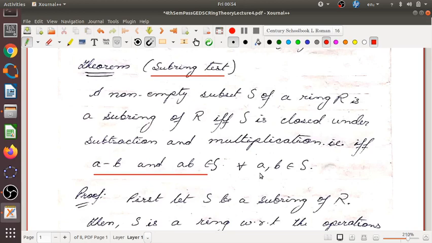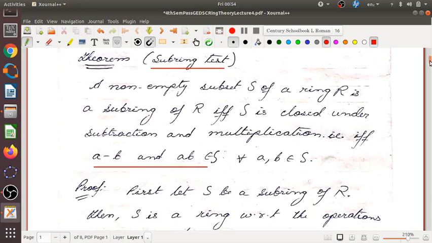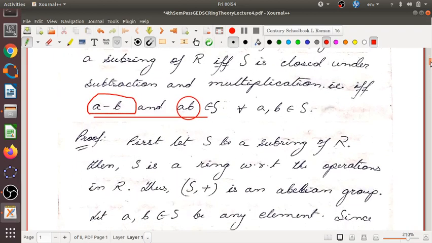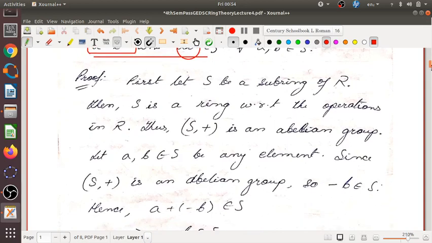If A minus B as well as A times B belong to S, then we can say that S is a subring. Okay, so we don't need to test all those nine properties for testing whether a subset is a subring or not. It is just sufficient to check the closure property of multiplication and the property of subtraction, A minus B. Okay, right? So let us see how we can prove it, and this proof is also important from the exam point of view as well.